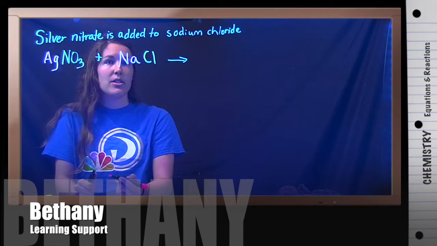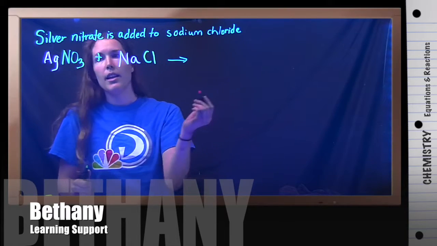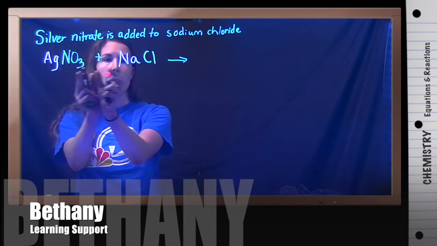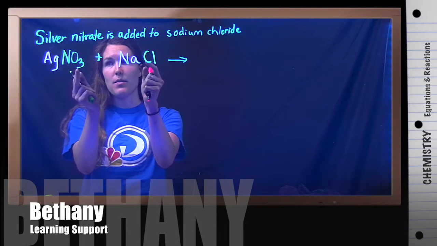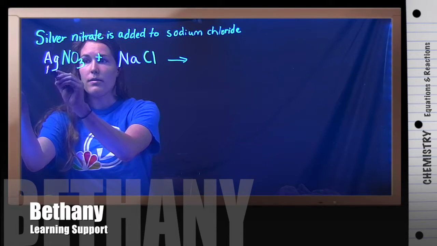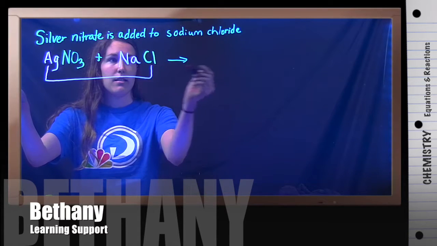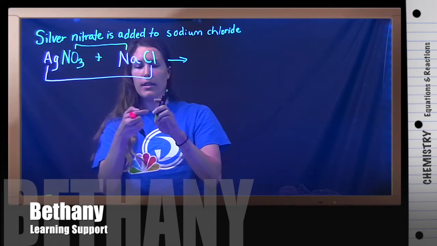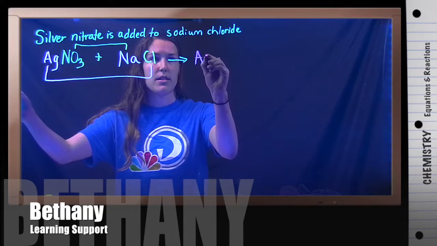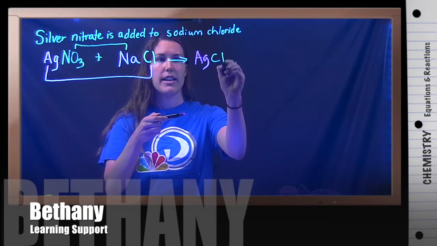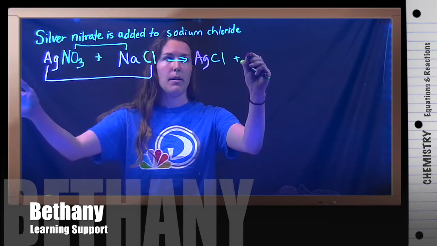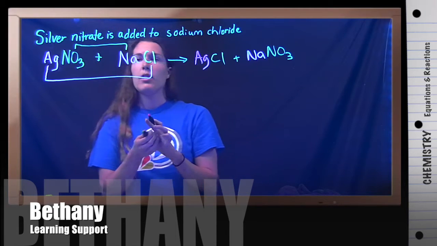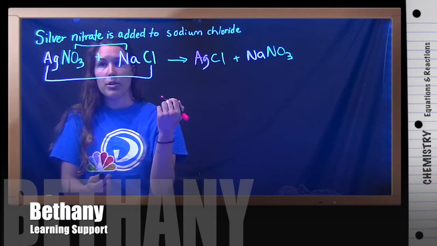So the first thing we're going to want to do is predict the products for this reaction. And how we're going to do that is we're going to pair the cation for this first reagent with the anion for the second reagent and vice versa. So silver will go with chloride in the products, and sodium will react with nitrate. So we have our products here now: silver chloride, and sodium nitrate.